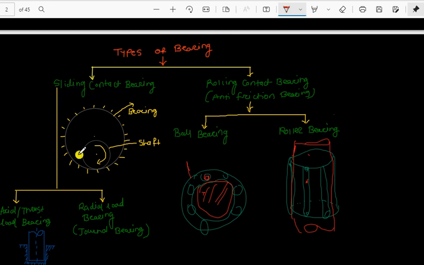Another type is sliding contact bearing, which is basically classified into axial or thrust load bearing, and radial load bearing, also known as journal bearing. This is the most important bearing type, which is generally asked in examinations. The questions are mostly asked on journal bearing. We will also see the working principle and how it is designed. Right. So let us see one by one.